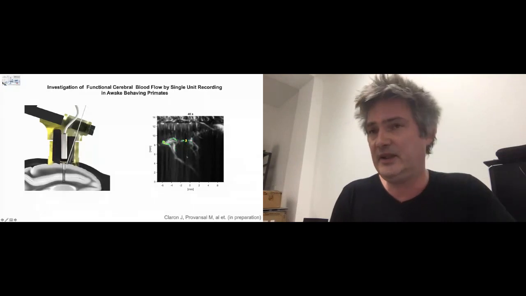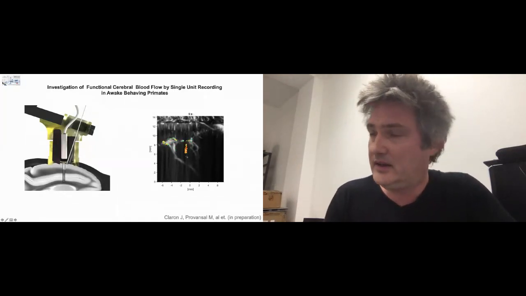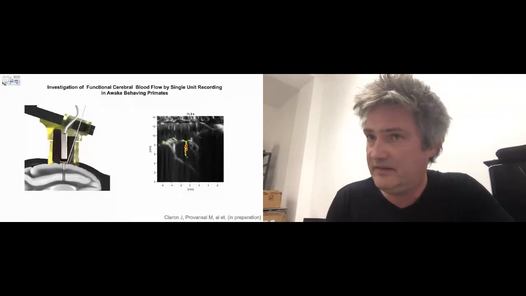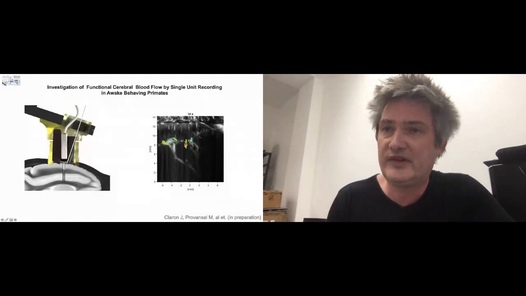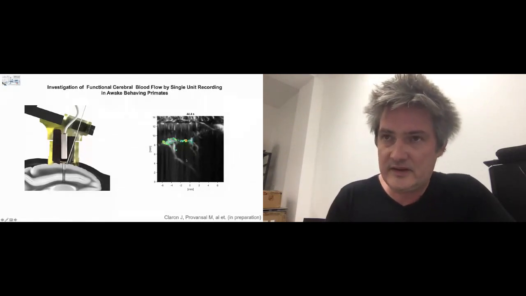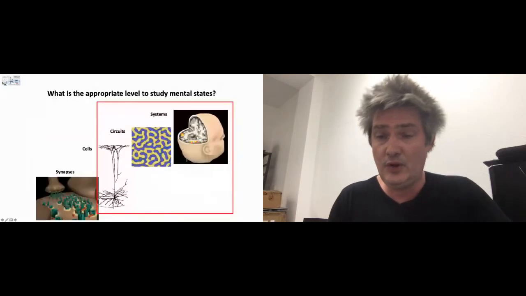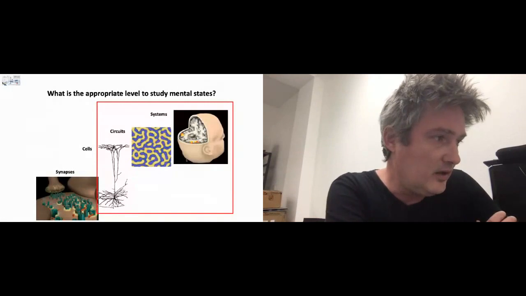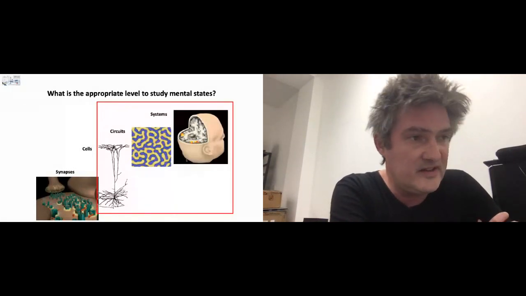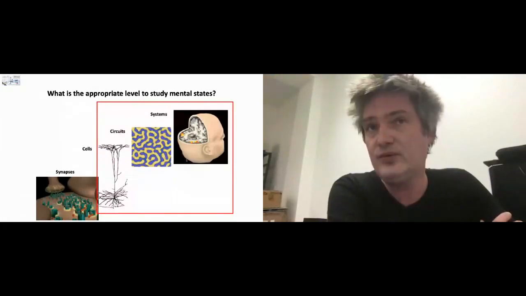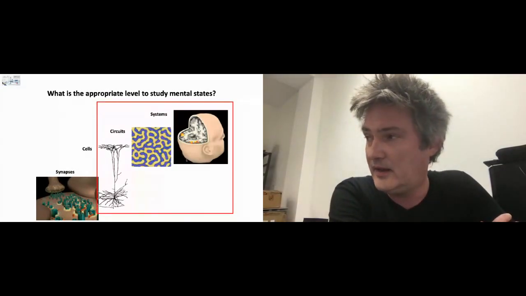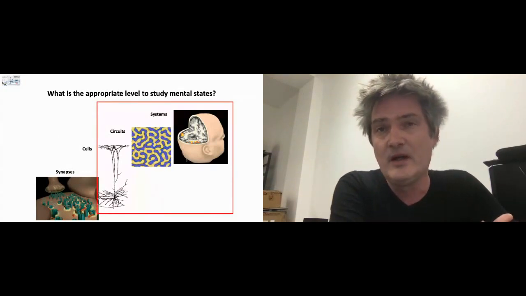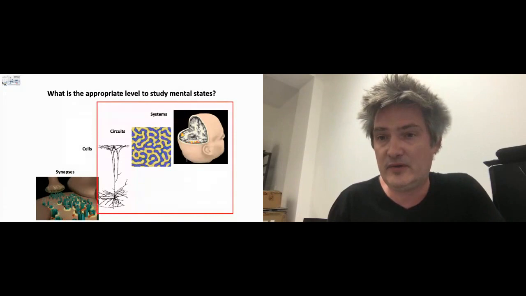and out, and you can estimate, of course, during the recording session, not only can you record neuronal activity, but you can estimate where this neuronal activity is coming from, and compare this to this change in cerebral blood flow. So now I think this is an interesting way to study a mental state at different time and spatial levels, and maybe try and better understand how these cell, circuit, and system levels interact.